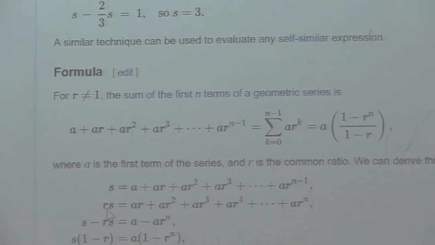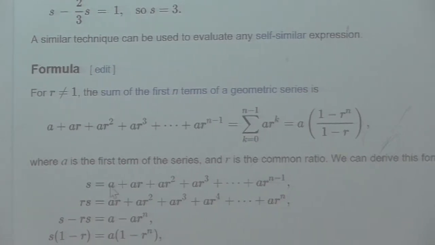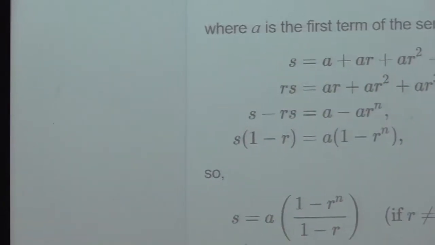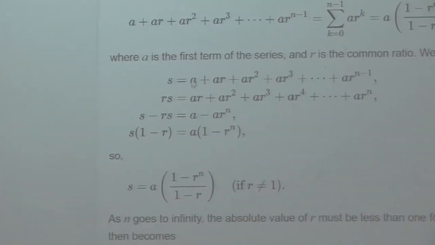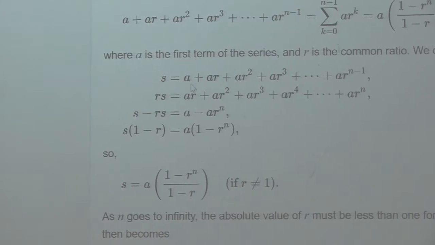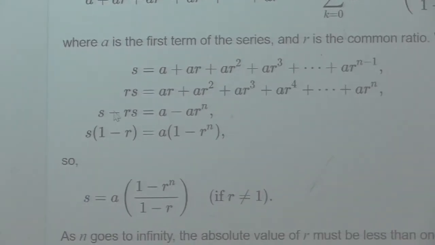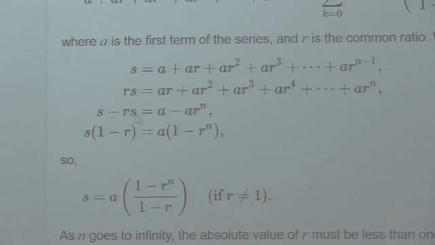And then they do RS. So what do I get? I multiply this by R, so I get AR. I multiply this by R, I get AR squared. Multiply this by R, I get AR cubed. And multiply this by R, I get AR to the n, right? Okay, then they subtract S minus RS. Okay, this minus this. So this was clever.